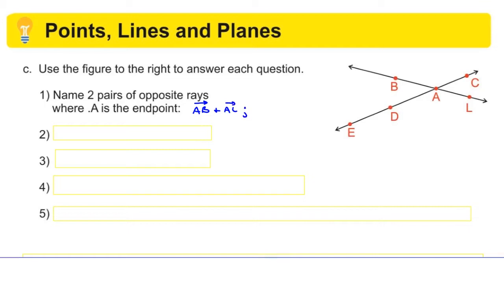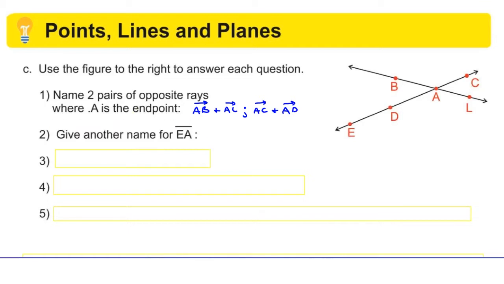What's the second pair? I'll go ray AC, right? A is the end point. And what's its pair? Ray what? And I could call it ray AD, or I could call it ray AE. It starts at A and goes in the D or the E direction. Okay? Two pairs of opposite rays where point A is the end point.